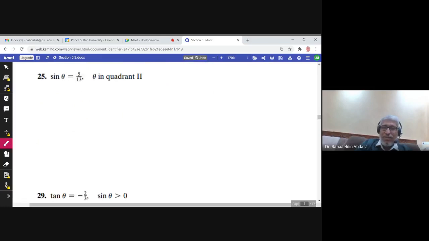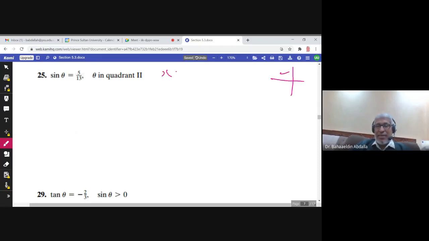Another question. Sine is 5 over 13. Theta is in quadrant 2. In quadrant 2, x is negative and y is positive. Okay, what do we have? Sine theta is given. What is sine theta by definition? It is y over r. So y over r is 5 over 13. R has to be positive, and in this case, y is also positive. So y is 5 and r is 13.